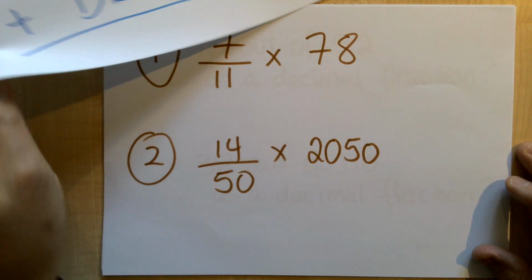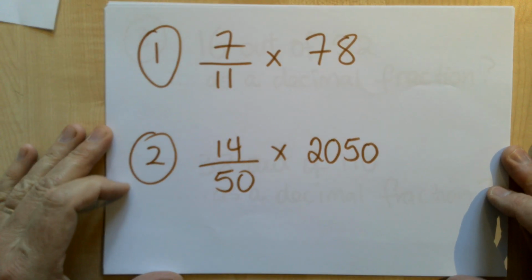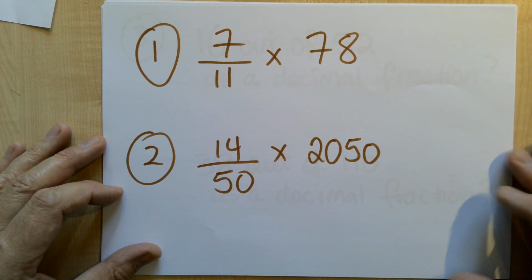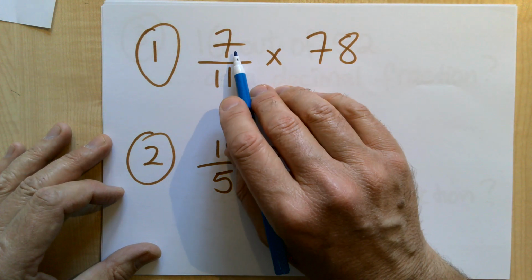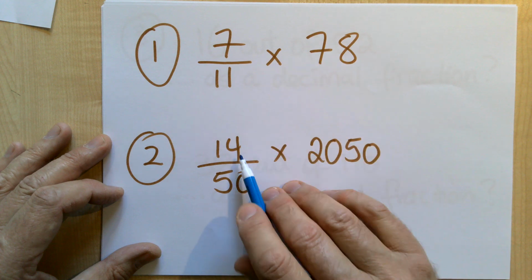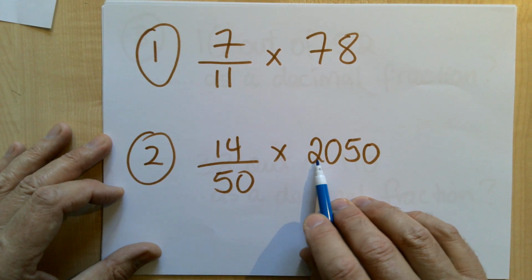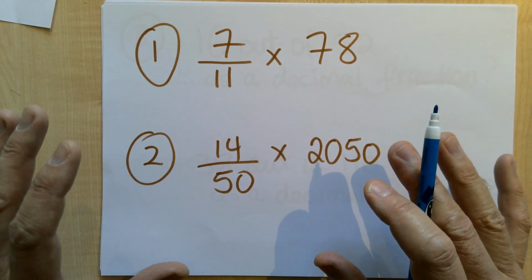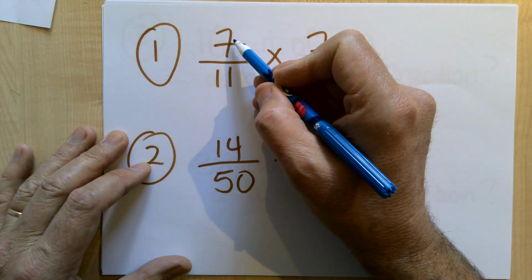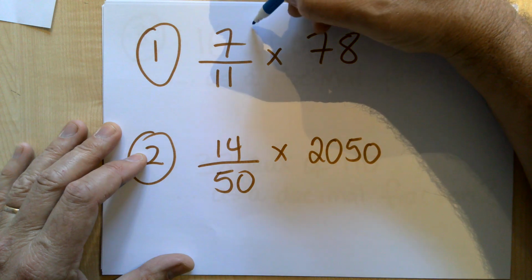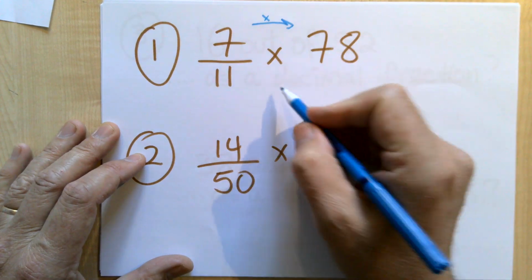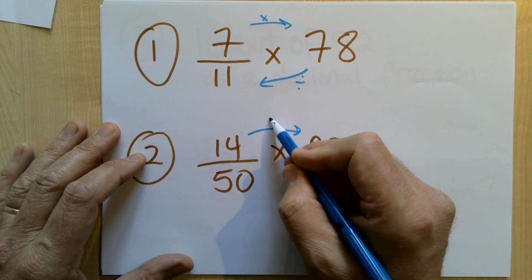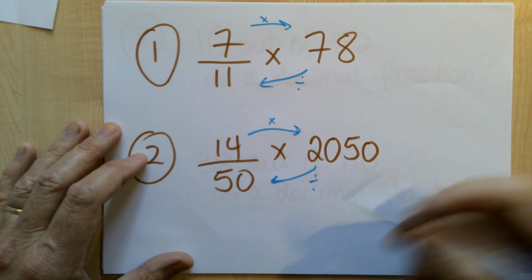Alrighty, so first of all, you've got just creating this. So working out this number, crunching it. So you've got 7 over 11 times 78, or 14 over 50 times 2050. It just doesn't matter what the numbers are. Same procedure every time. You get the top number, and you multiply it, and then you divide. Multiply the top, divide the bottom.